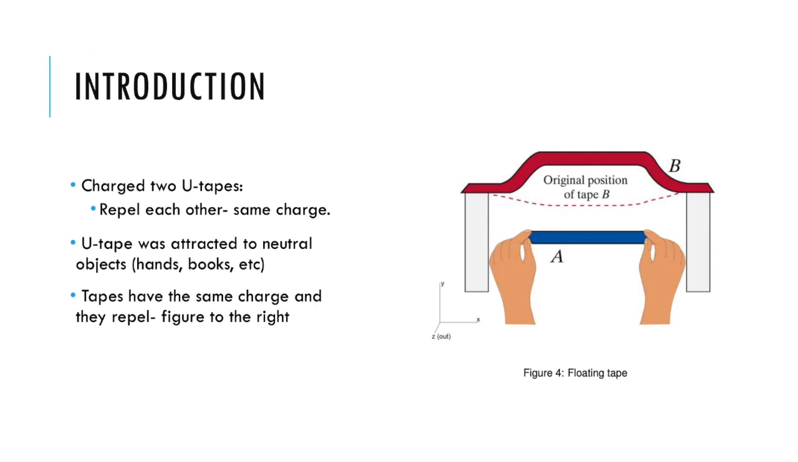Once we performed the experiment, we saw how the two charged tapes would repel each other, which led us to conclude that they have the same charge, and how the tape was attracted to neutral objects such as hands and books. We also saw how the tapes, because they have the same charge, repel, which causes the figure to the right, and causes tape B to end up floating above tape A.